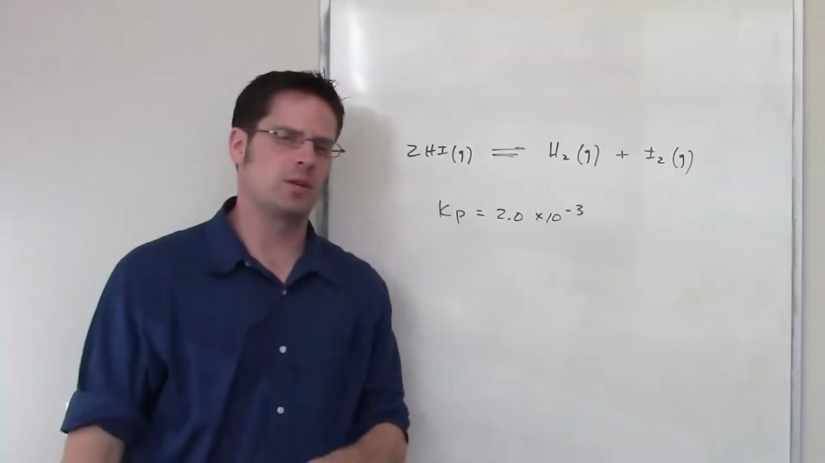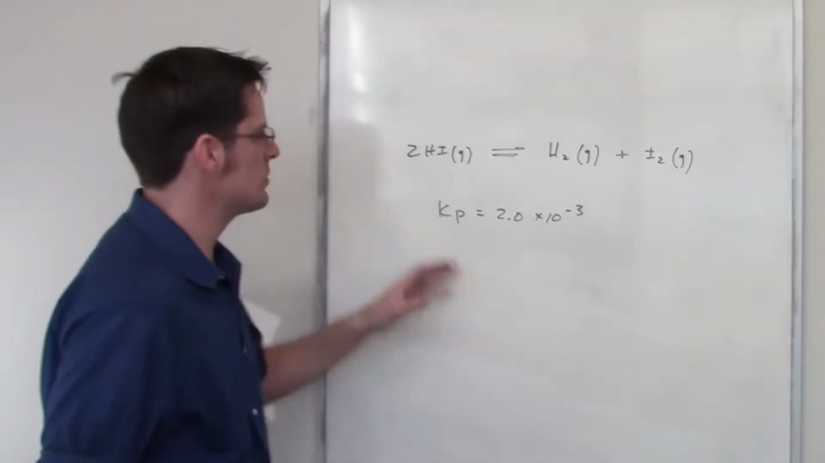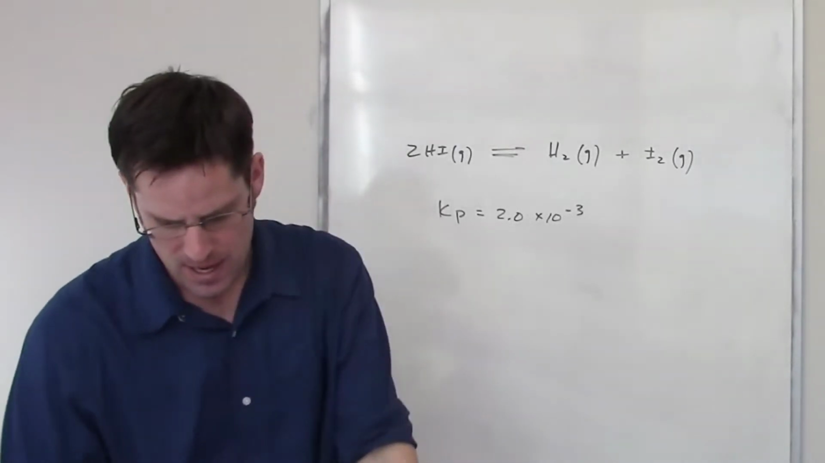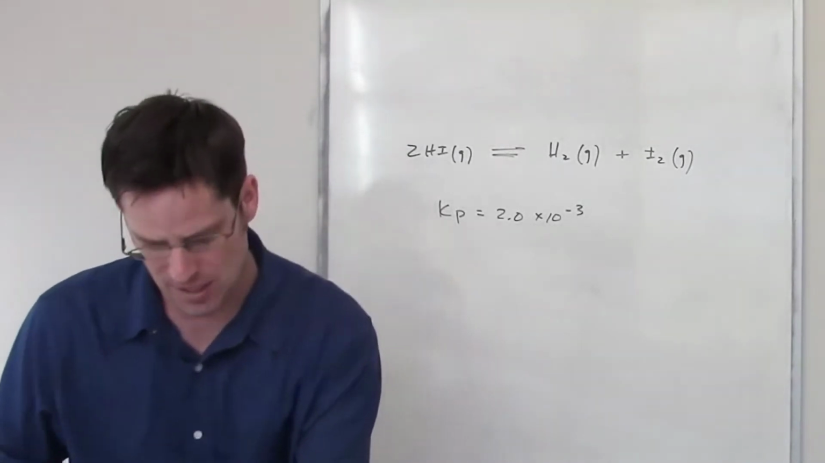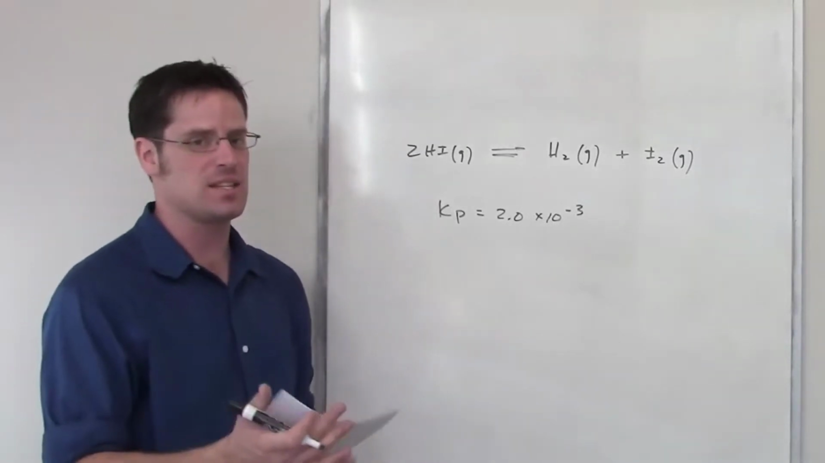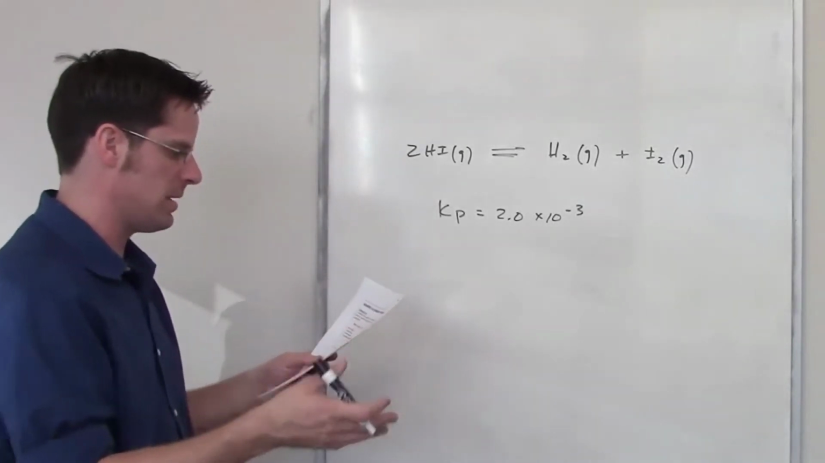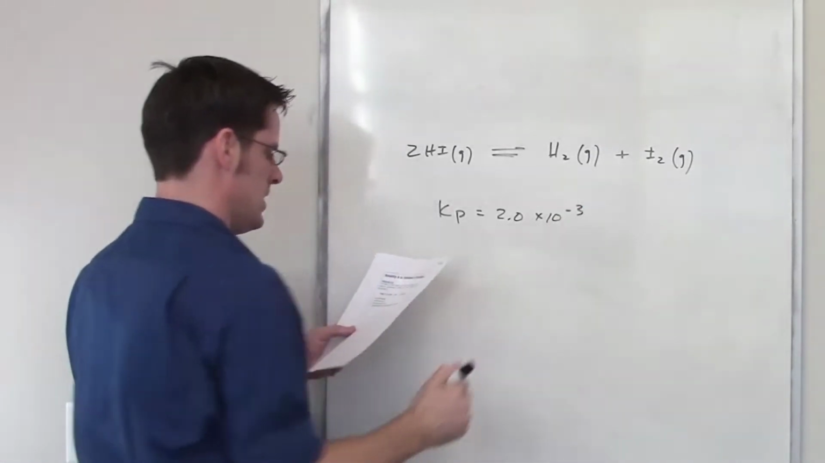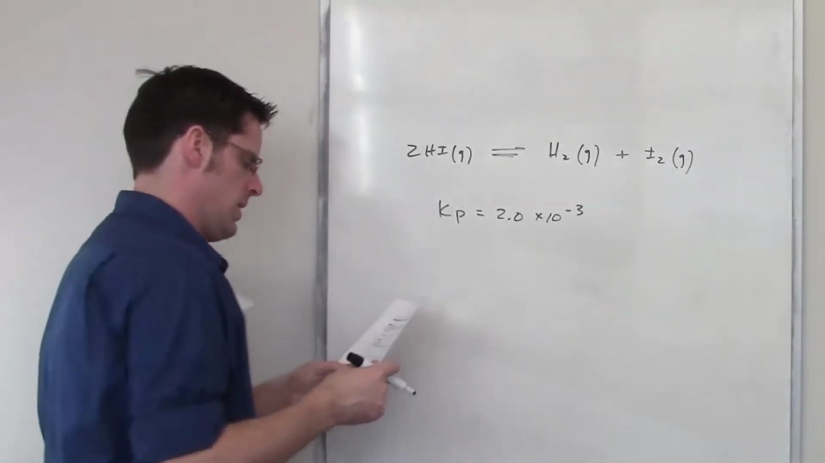Very conceptually related to our last problem. This question gives me this equilibrium reaction and a Kp value. It then asks, or says, if hydrogen gas were added to the system already at equilibrium, how would the concentration of iodine gas, this thing right here, change? Well, let's take a look.